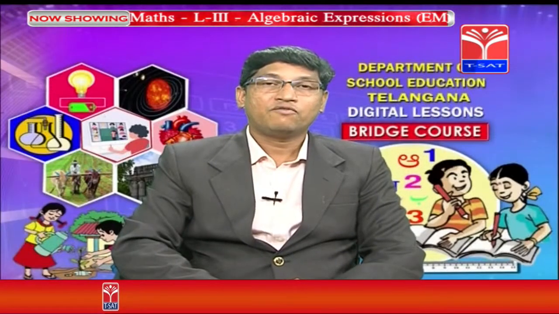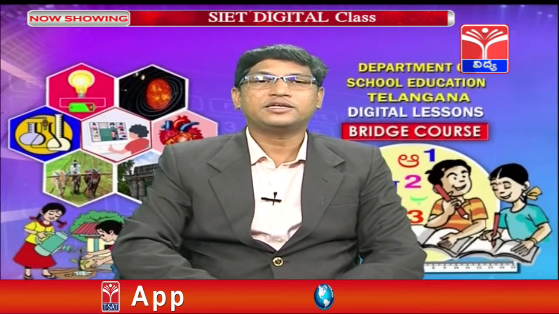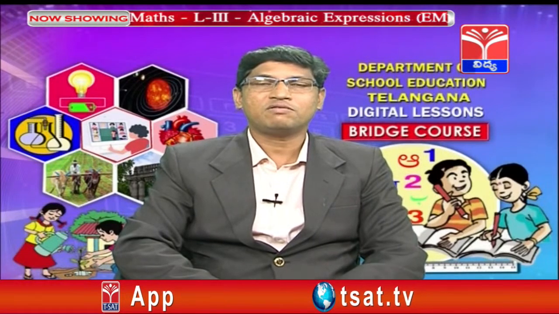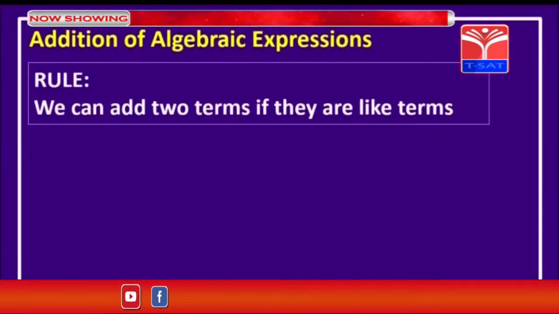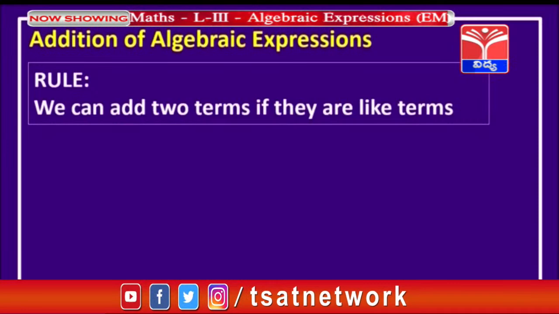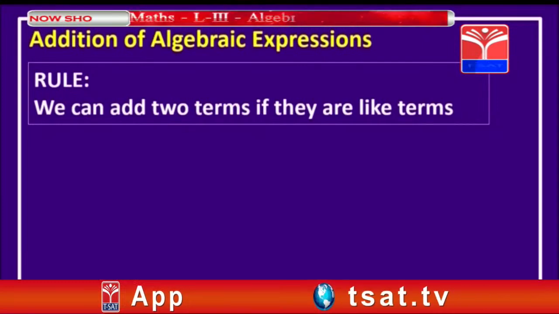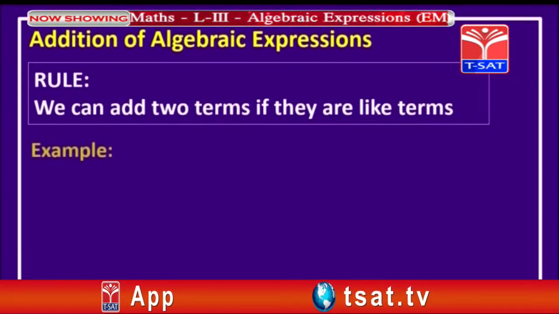So children, now we will move on to the important concept, that is addition of algebraic expressions. Let us take an example, children, now. We can add two terms if they are like terms, or I can simply say that we can add only like terms. Unlike terms cannot be added. So this is the important rule you need to remember, children. So let us take an example.